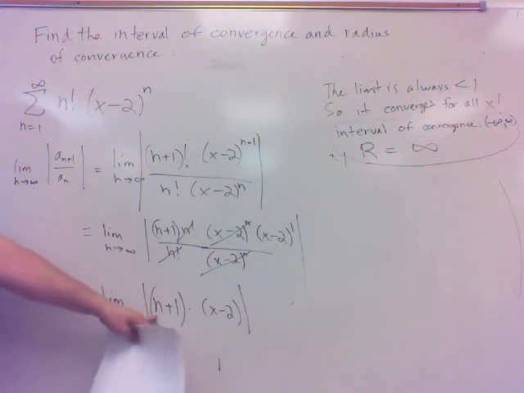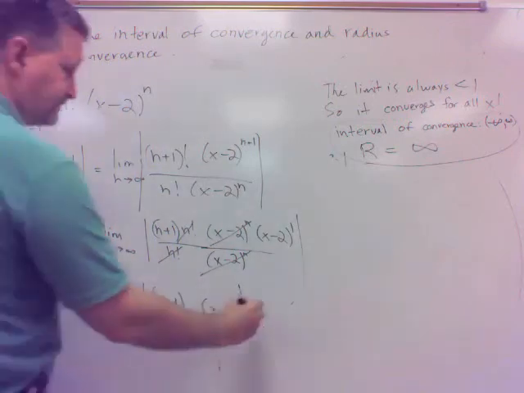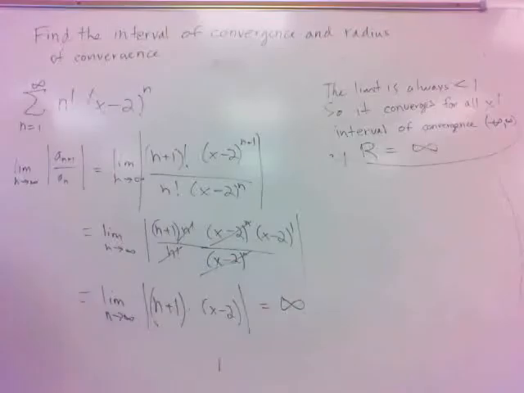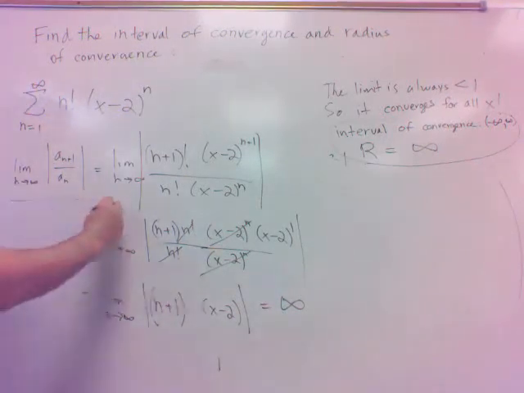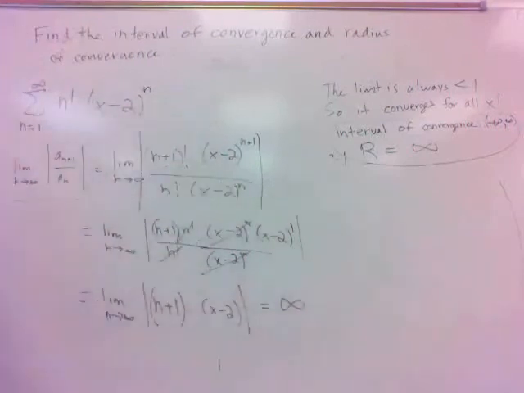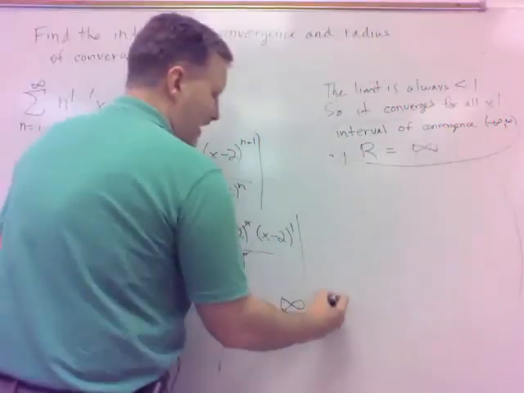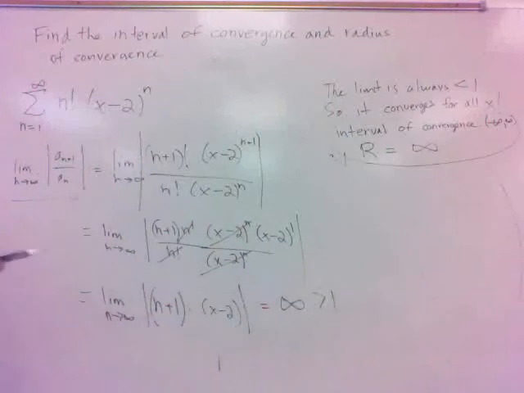What's going to happen to that as n goes to infinity? That's going to go to infinity. Infinity plus 1. Yeah, this is infinity. Okay. Now, by the ratio test, remember, this is just the limit in my ratio test. If the limit is less than 1, it absolutely converges. If the limit is greater than 1, it diverges. That's greater than 1, isn't it? This limit is always greater than 1, except.